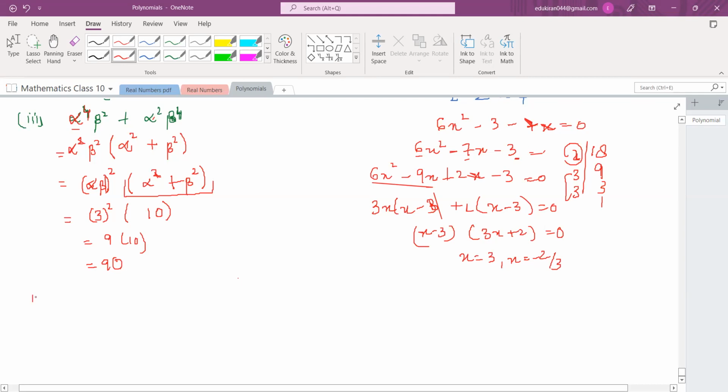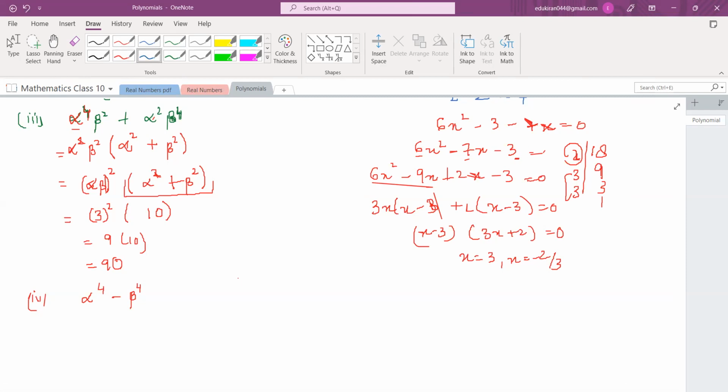Now next I'm giving you the fourth one. Tell me how much is alpha to the power 4 minus beta to the power 4. Who will tell me how to do it? See, this is just identities now, nothing else. Ma'am, can we do it like alpha square whole square minus beta square whole square? Yes, that is the only way of doing it.